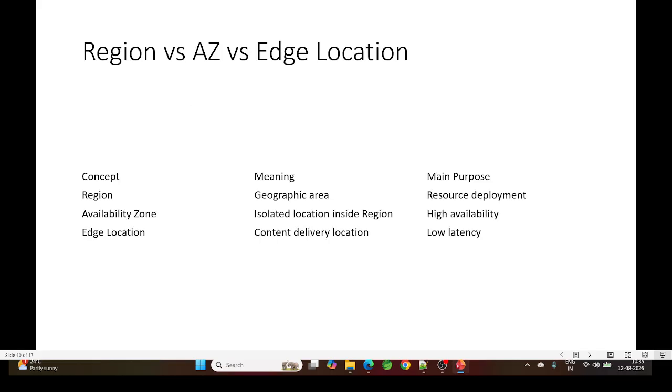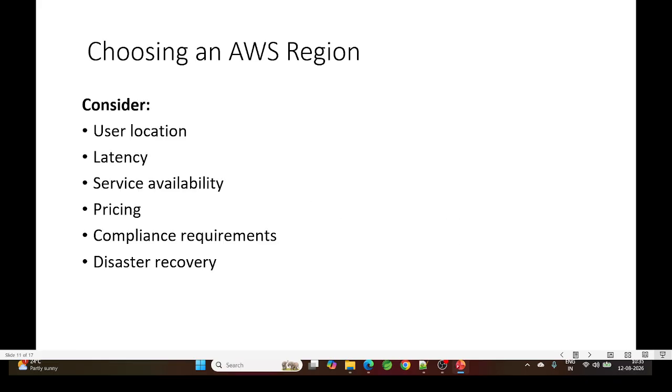Let us see the differences between the region, AZ and the edge locations. Region is where we choose to deploy our AWS resources. Availability zones help us to achieve high availability within a region. Edge locations help to deliver content closer to users. This is a simple comparison, very useful for AWS interviews.